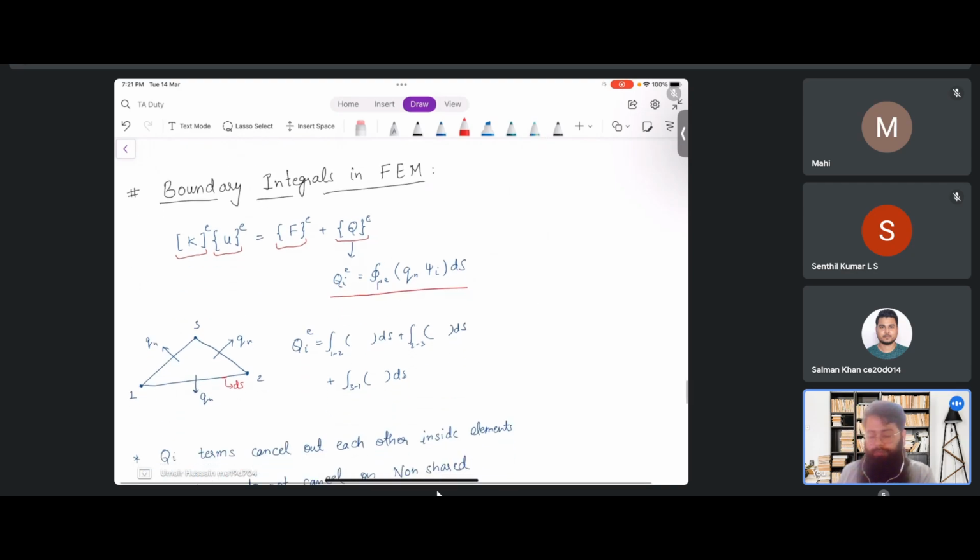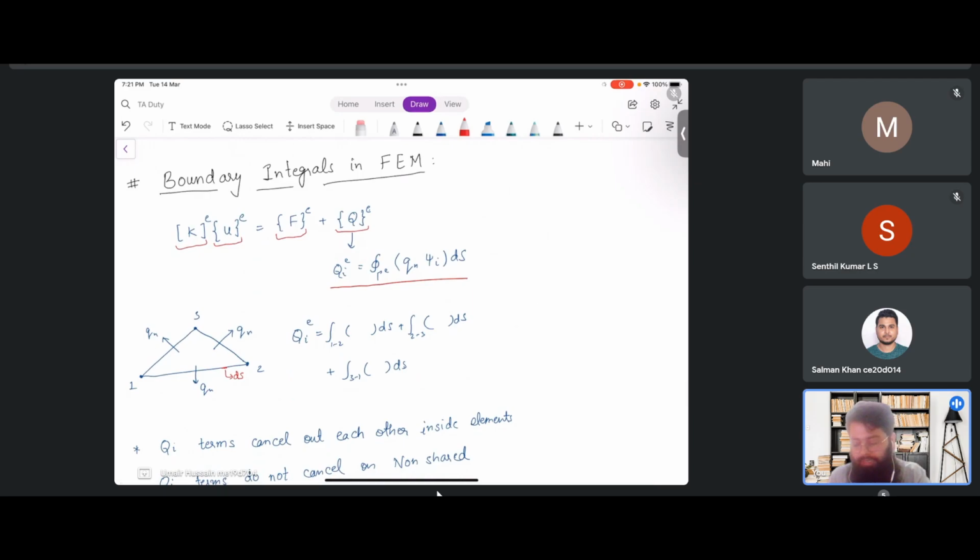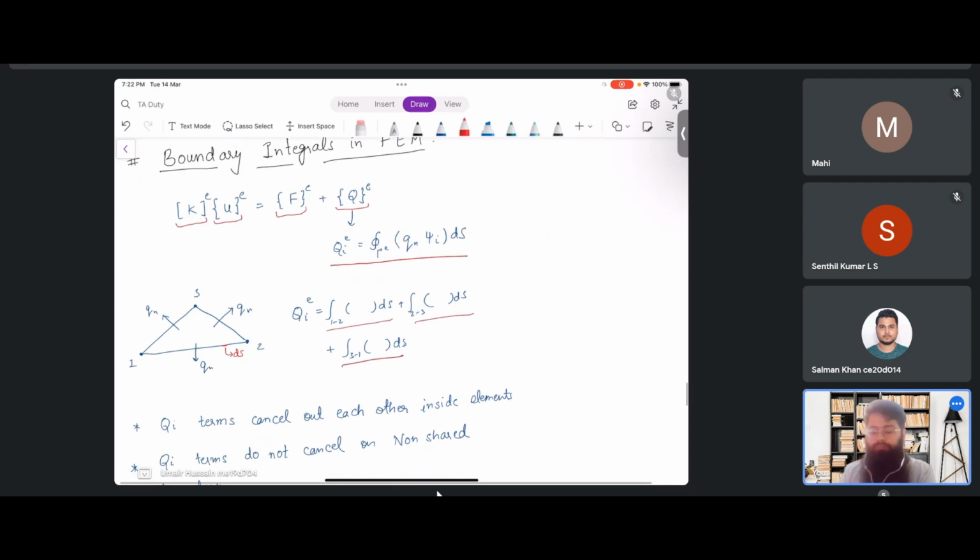Suppose we talk about a triangular element, we'll have to solve this boundary integral on each of the three edges of the triangle, 1-2, 2-3, and 3-1. So we can simply divide this integral into these three parts, right? Likewise, depending on the nature of the element, this can be done.